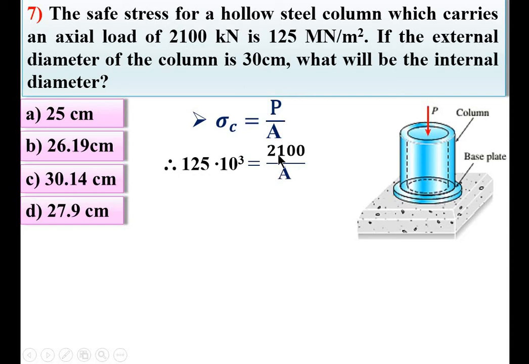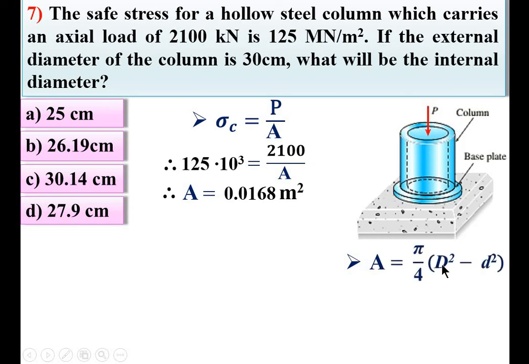And so P is equal to 2100 divided by area as it is. So if you simplify, then you will get A is equal to 0.0168, and the unit is meter square, because we have taken sigma C as kilonewton per meter square, and so your area is in meter square. Now you know that for a hollow circular column, area is equal to pi by 4 capital D square minus pi by 4 small d square. So I can start with this equation.